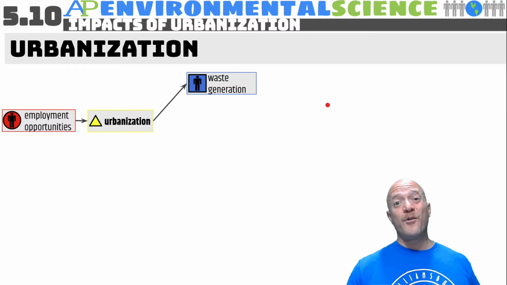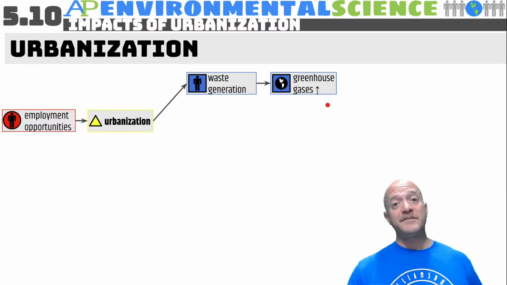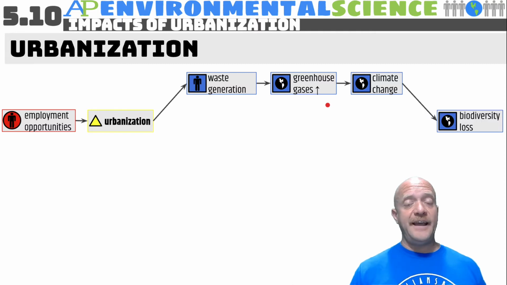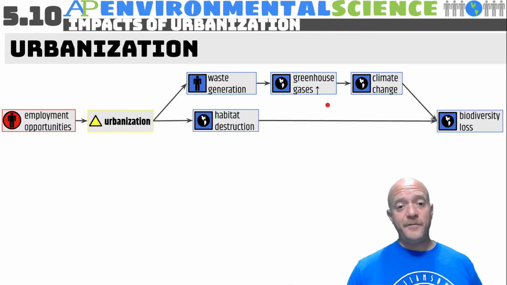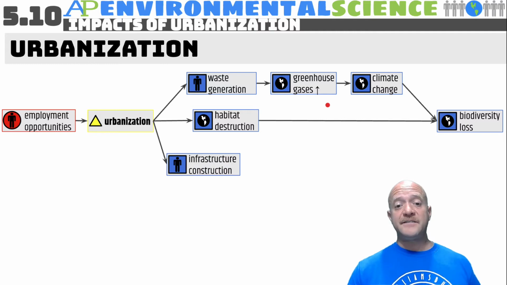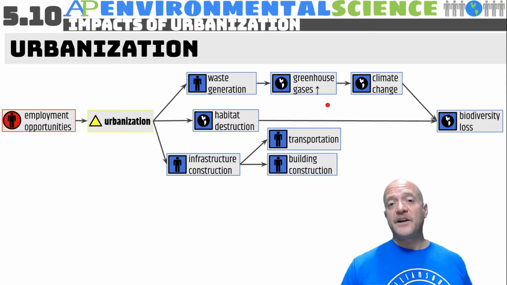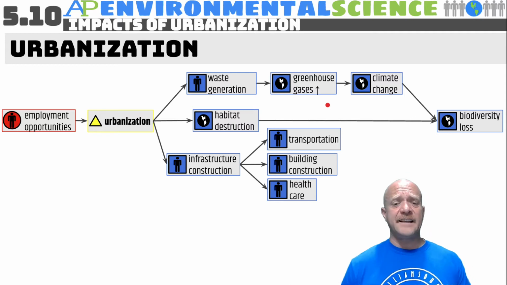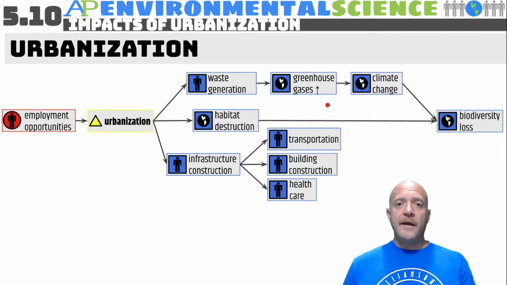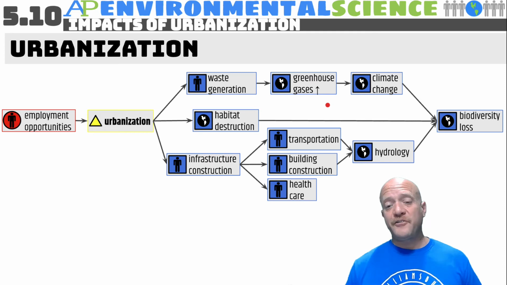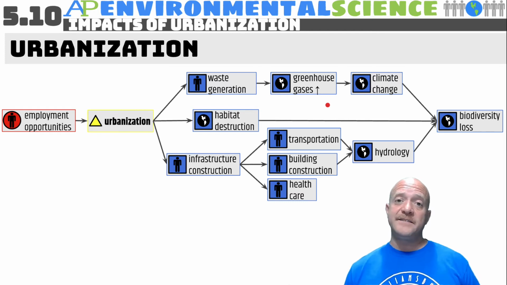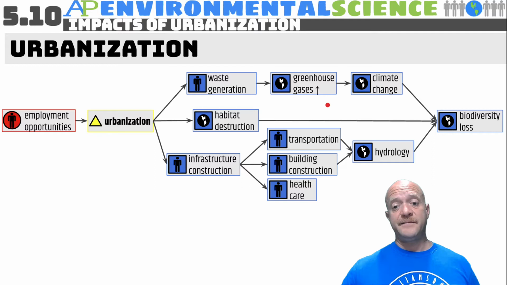However, we generated a lot more waste, which also increased the amount of greenhouse gases, contributing to climate change and overall biodiversity loss. Additionally, we destroyed a lot of habitat, which in and of itself is a major contributor to biodiversity loss. And we also had to construct a lot of infrastructure. Infrastructure is things like transportation, constructing buildings, and healthcare, all of these things that help a society work and work with other portions of the society behind the scenes. The transportation and the building construction really impacted the hydrology of these environments, which overall can contribute to biodiversity loss.